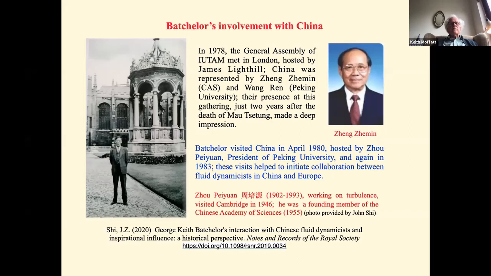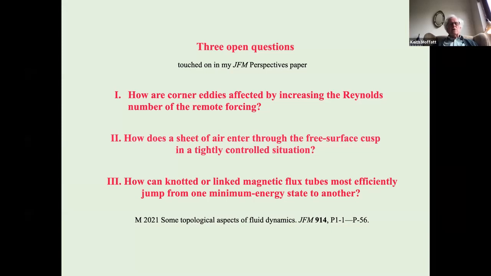Now, I want, as I said in my abstract, to discuss briefly three problems that I find quite fascinating, I have worked on over the years, and there are still open questions relating to these problems, which I touched on in my JFM Perspectives paper in the volume 914, which contains all the lectures of the IUTAM Symposium. And here are the three questions. Firstly, how are corner eddies affected by increasing the Reynolds number of the remote forcing? Very natural question. Particularly interesting as the Reynolds number becomes very large.